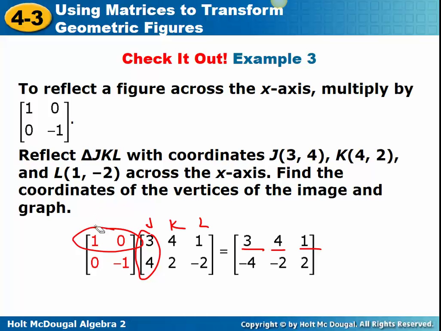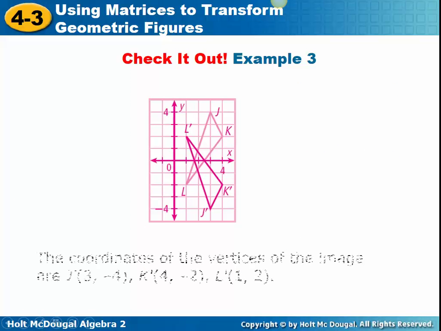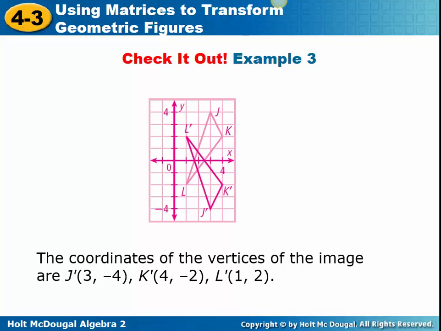When you move to the second row, it's 0, -1. So 0 times 3 is 0. -1 times 4 is -4. So what's going to happen is you're going to get the opposite sign for each of the y-coordinates. And then you will graph it, and you will write the coordinates of the image after the transformation.